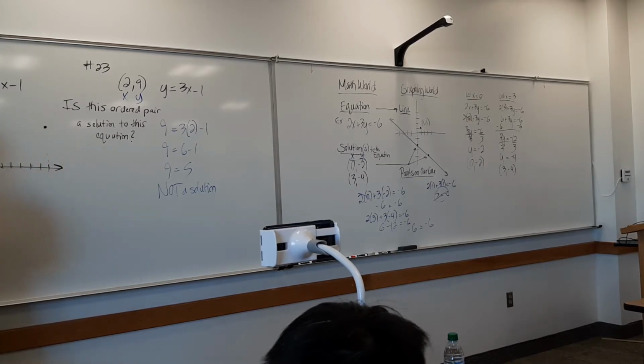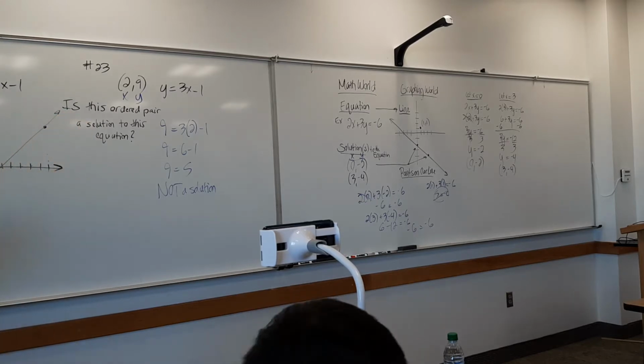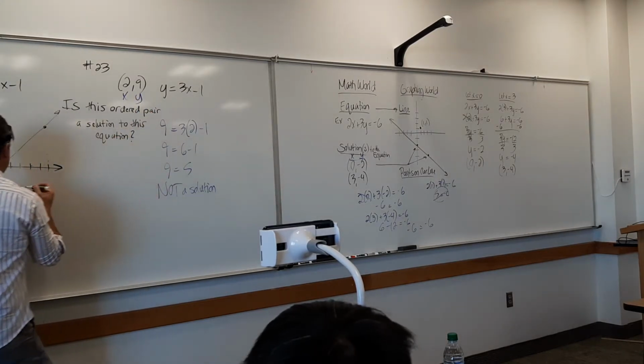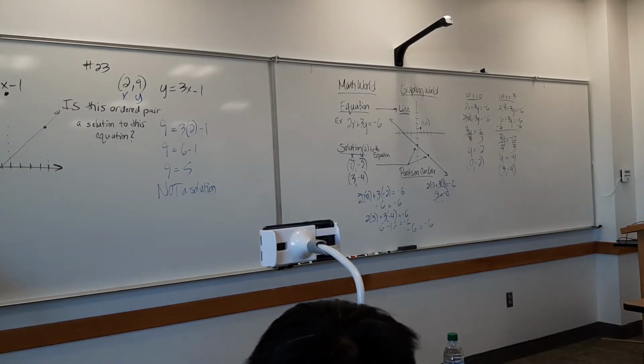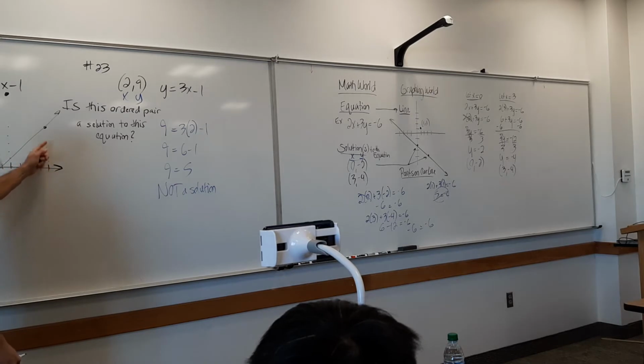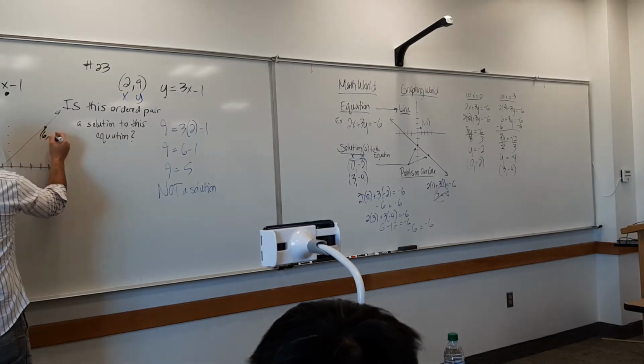Would you guys agree that your line looked like that when you graphed it? Did it look like that? Okay, all right, so we come back to this 2, 9. We go 1, 2, and then 1, 2, 3, 4, 5, 6, 7, 8, 9. Is that point on the line? No, it clearly is not. Okay, we cool? So, here's the deal. You said you got 6 and 5. Is this what this one was? Okay, so then you got 6 and 5.